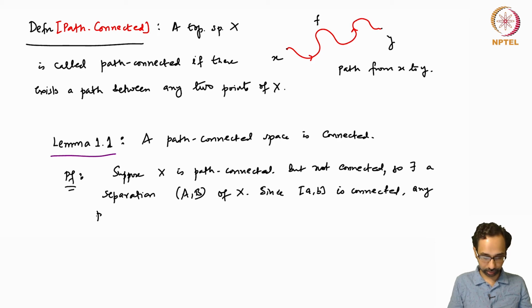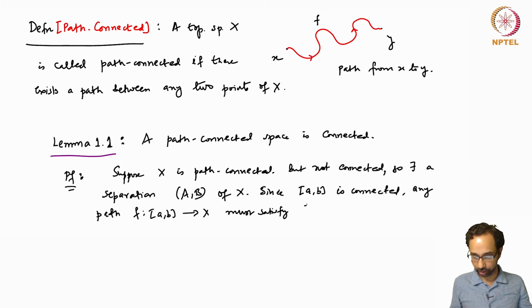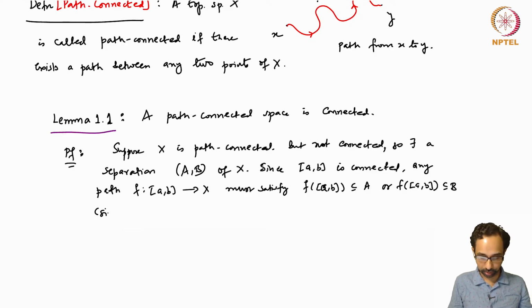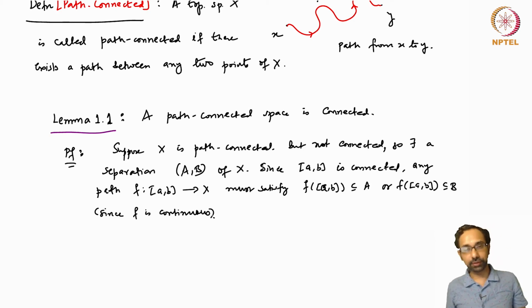any path F defined using this closed interval AB to X must satisfy: F of AB lies either in A or F of AB lies completely in B. This is because F is continuous. So we have seen that continuous images of connected sets are connected, and if you have a separation, then any connected subspace of X must lie either entirely in A or entirely in B.